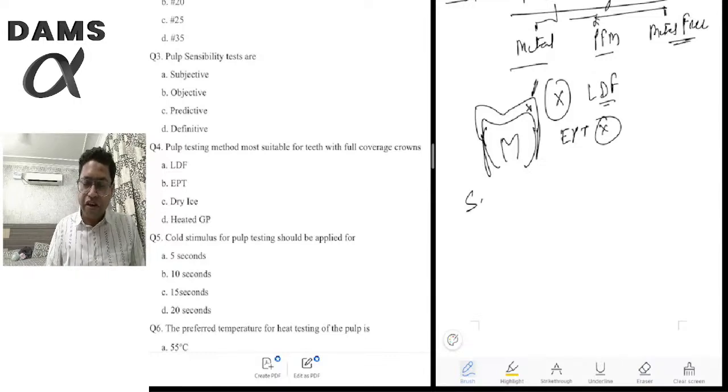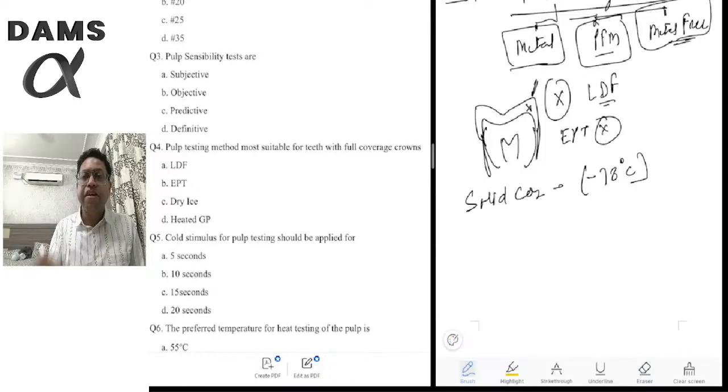If we talk about solid carbon dioxide, it has a temperature of negative 78 degrees Celsius. This is one of the coldest testing agents. So whether it is a metal crown, a PFM, or a metal free crown, if we put solid carbon dioxide onto the full coverage crown, it is cold enough to stimulate the A delta nerve fibers, if at all viable fibers are present in the pulp. So dry ice can be used.